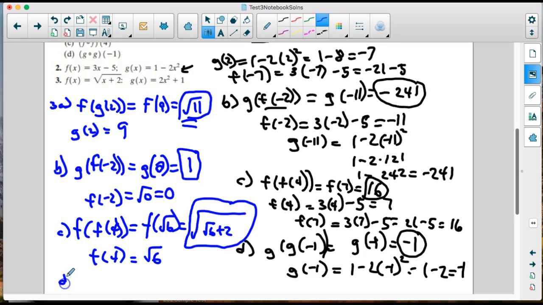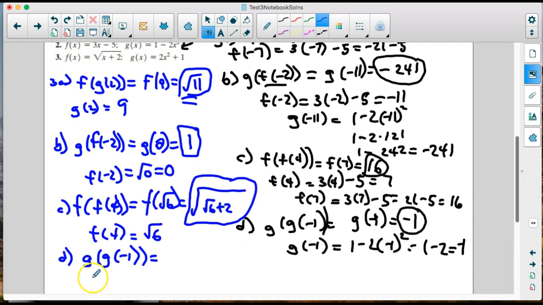Now, last one on 3, g of g of negative 1. So we do g of negative 1. g of negative 1 is negative 1 squared, which is 1, times 2, which is 2, plus 1, which is 3. So we're going to do g of 3 for our overall answer. And then we'll put 3 in there. 3 squared is 9, times 2 is 18, plus 1 is 19. So that's going to be our solution there.